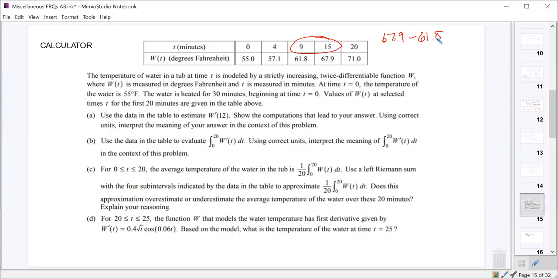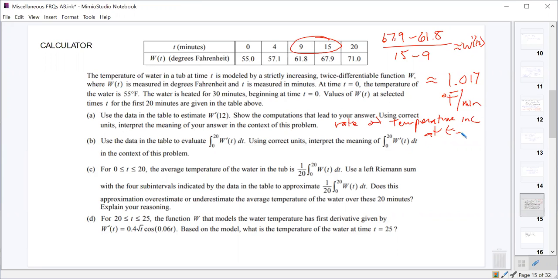So we'll do (67.9 minus 61.8) over (15 minus 9). And what does that give us? I got 1.017. Wonderful. Using correct units, interpret the meaning of your answer in the context of this problem. So what is the meaning of this and what are the units? This is degrees Fahrenheit per minute. And what is this saying? This is the rate at which the temperature in the tub is increasing at T equals 12. Right. Rate of temperature increase at 12.